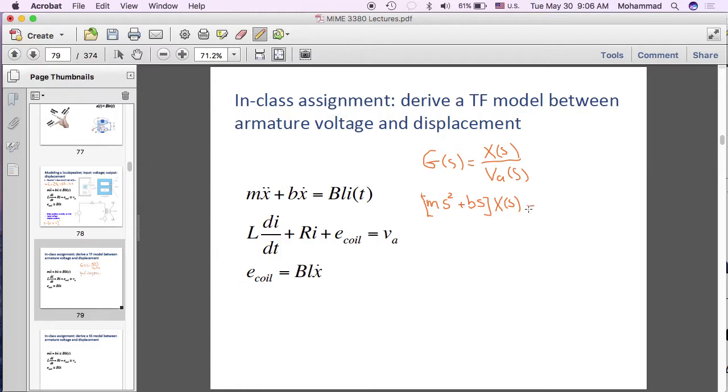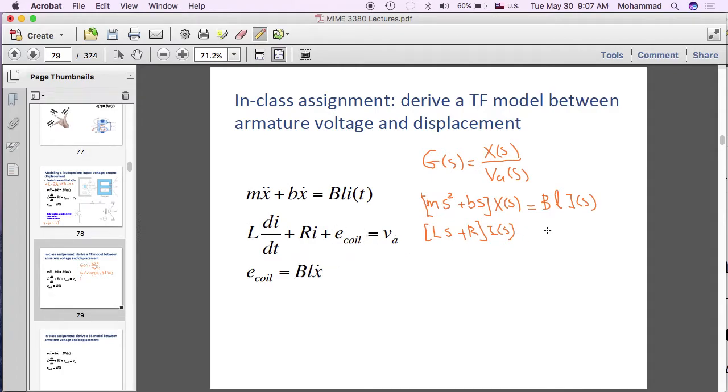And on the right hand side, B is a constant, or at least that's our assumption. L is a constant, but I is a time function. So I'm going to transform this to Laplace domain as I of s. So BL times I of s. So that's the first equation. We'll do the same thing for the second equation, where we are going to get L times s plus R times I of s. That's the first two portion. E of coil, I'm going to add it here as BLx dot.